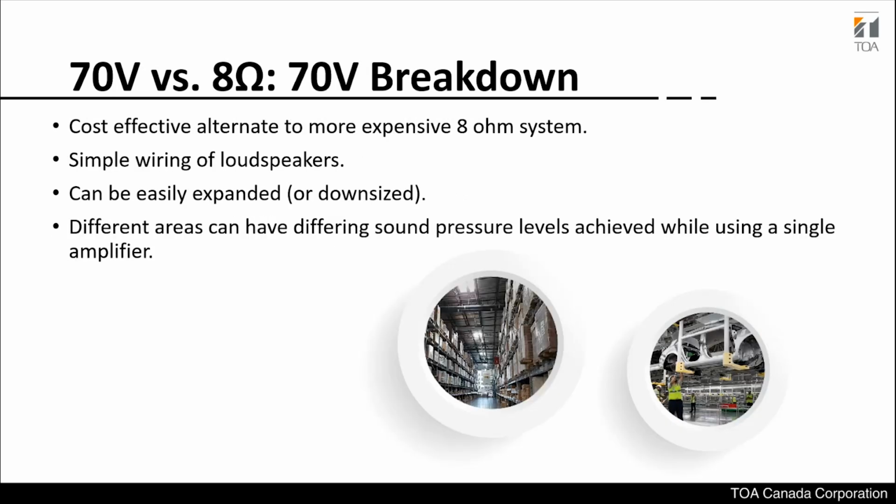So let's break down the 70-volt system. It is a cost-effective alternative to more expensive 8-ohm systems. Simple wiring of loudspeakers can be easily expanded or downsized. Different areas can have different sound pressure levels while using a single amplifier.